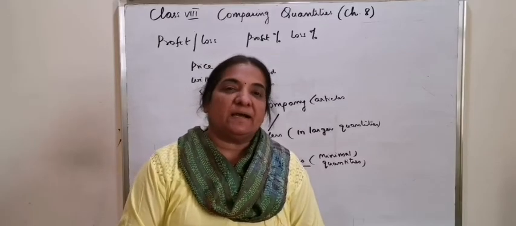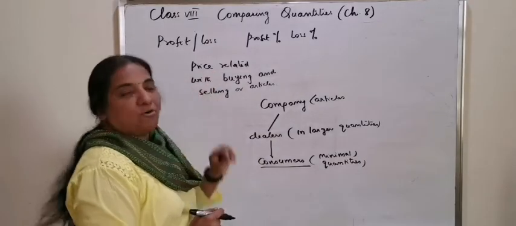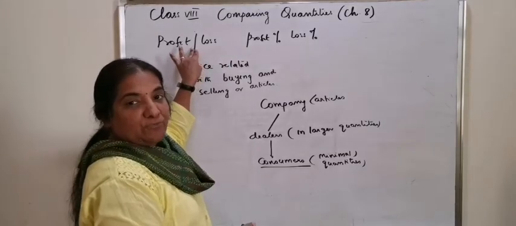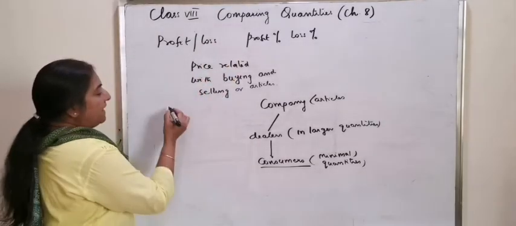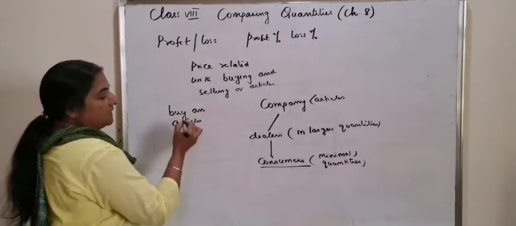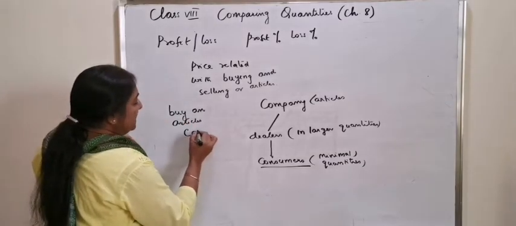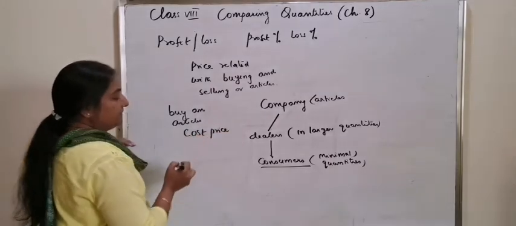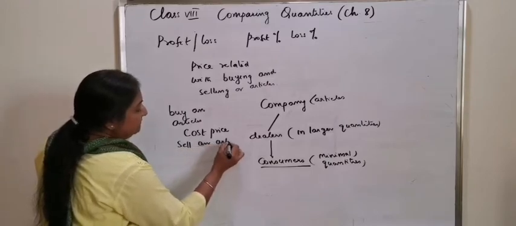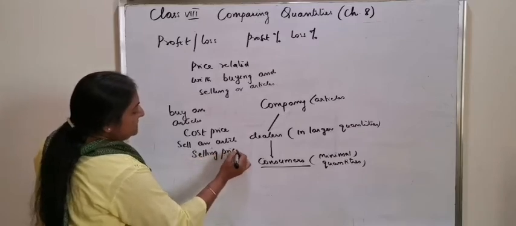So this is the basis behind profit and loss, that is, it is purely based on buying or selling of articles. Let's define the basic definition of profit and loss. When you buy an article, whatever be the price marked on the article, that is called the cost price. When you sell that article, you call it the selling price.